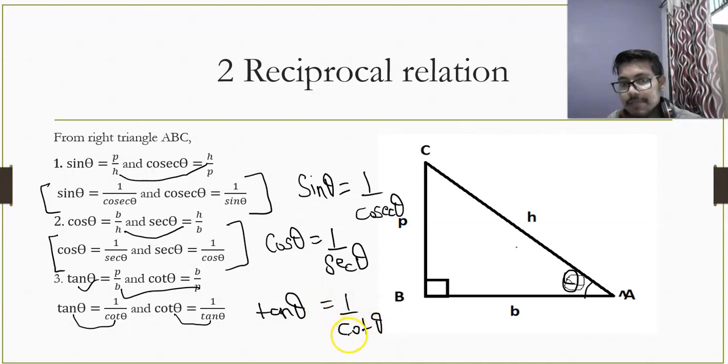Just like if we multiply by cot theta here and divide by tan theta here, then we can derive cot theta equal to 1 upon tan theta. So we can generally take that sin theta equal to 1 upon cosec theta and cosec theta equal to 1 upon sin theta.